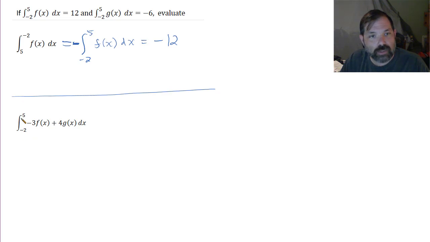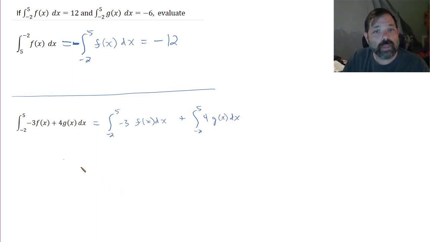Then I have the integral from -2 to 5 of -3 f of x plus 4 g of x dx. So then I can break this up. There's multiple terms, so let's break it up term-wise. This becomes the integral from -2 to 5 of -3 f of x dx plus the integral from -2 to 5 of 4 g of x dx. Then using another property of integrals, since the negative 3 is a constant factor and the 4 is a constant factor, I'm allowed to bring those out.